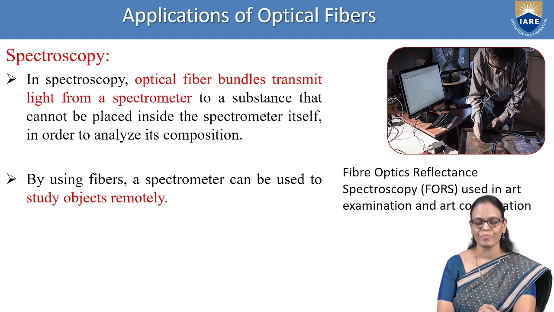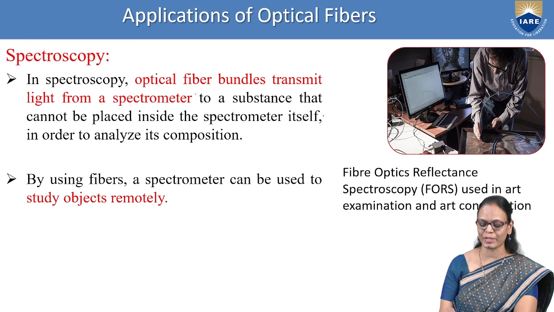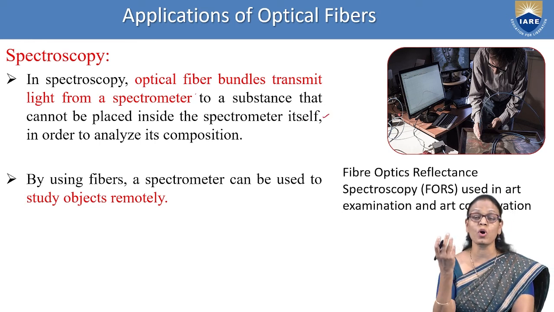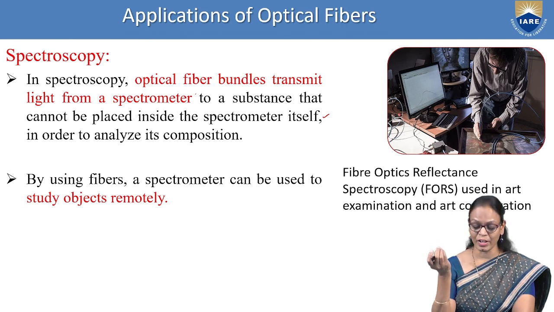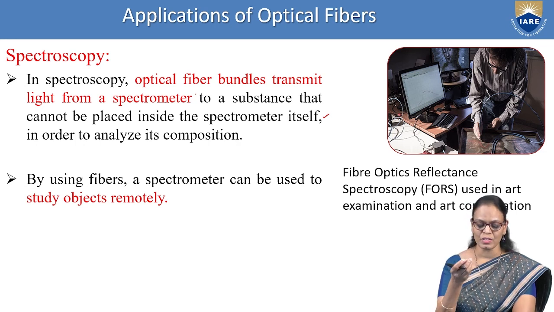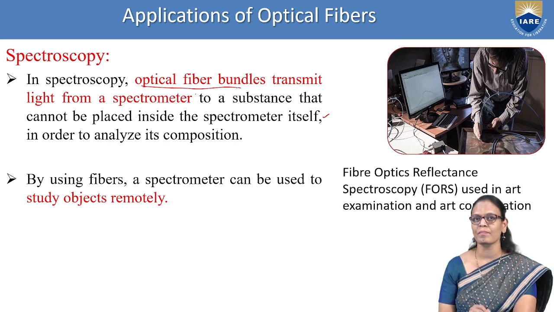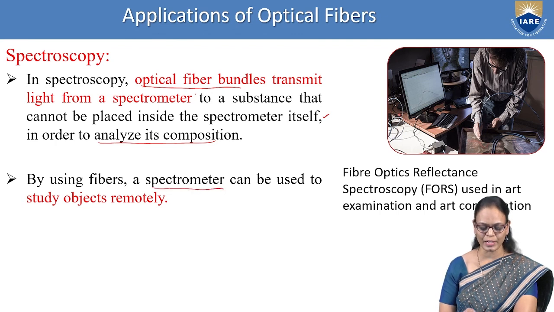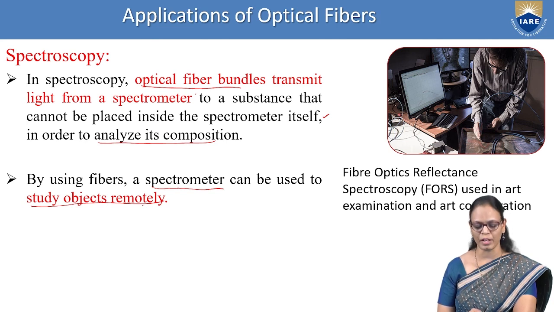Then in spectroscopy, optical fiber bundles transmit light from a spectrometer to a substance that cannot be placed inside the spectrometer itself. Suppose we have to study the composition of any crystal or any material which is found, and what if you cannot keep it inside a spectrometer and then study it? So we will use optical fiber bundles and analyze the composition. By using these fibers, a spectrometer can be used to study objects remotely. In a remote way, with the help of the spectrometer, we are able to study the objects or the materials.